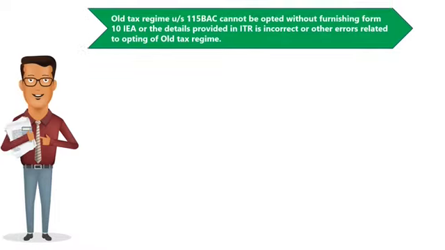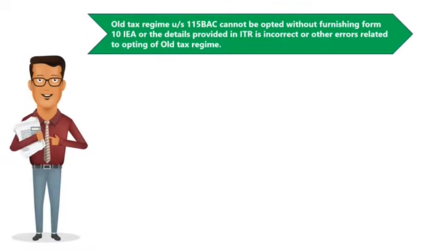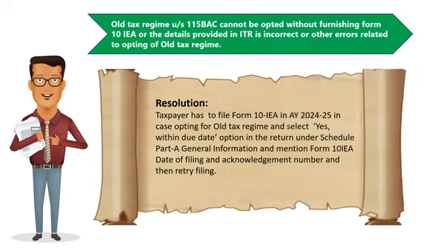A very common grievance that we are getting is that the old tax regime under Section 115BAC cannot be opted without furnishing Form 10-IEA, or the details provided in ITR are incorrect, and other errors related to opting for the old tax regime. Please note, taxpayers have to file Form 10-IEA for assessment year 24-25 in case they are opting for the old tax regime, and then select yes within due date option in the return under Schedule Part A General Information, and mention Form 10-IEA date of filing and acknowledgement number, and then retry filing.